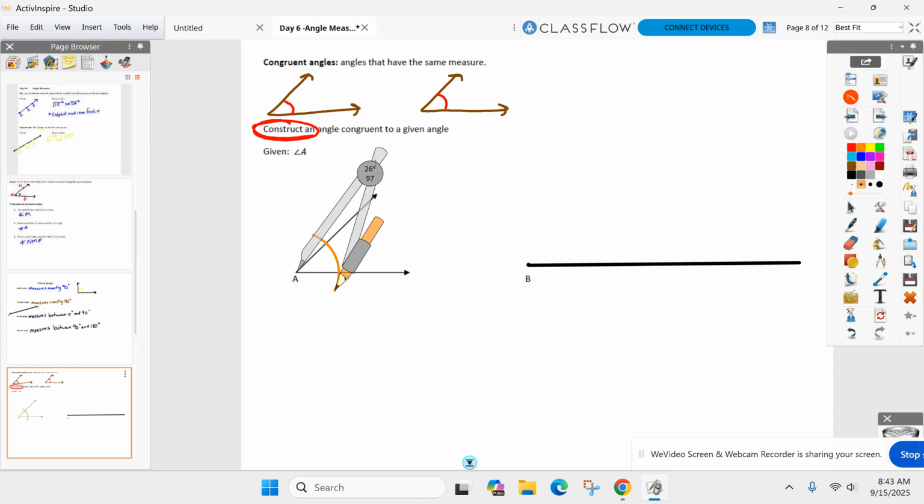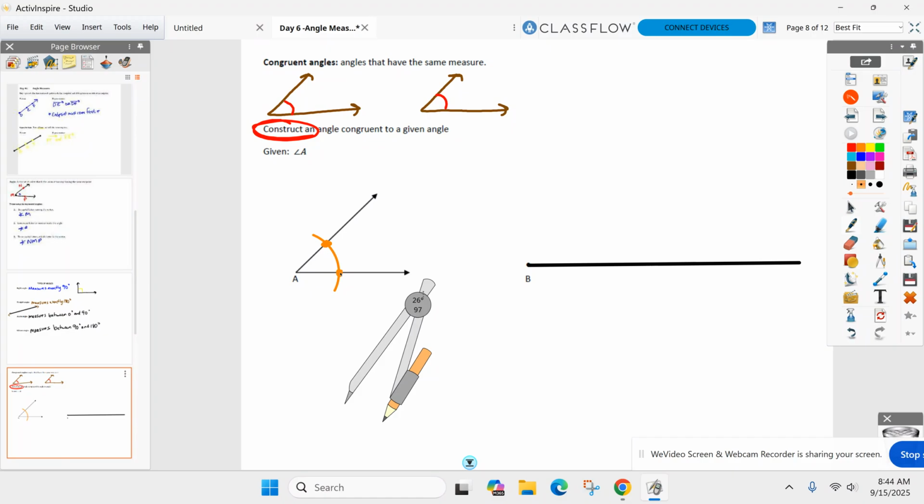Do not open or close your compass. Keep it that same opening, please. So make an arc that intersects both those rays. How are we looking, all right? Okay. Real quickly, keep your compass the same opening, but take your pen or pencil and put points on where they intersected those rays, because that's going to come into play next step.